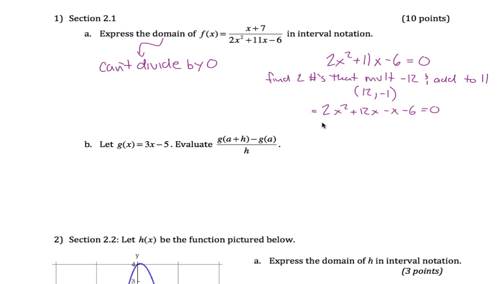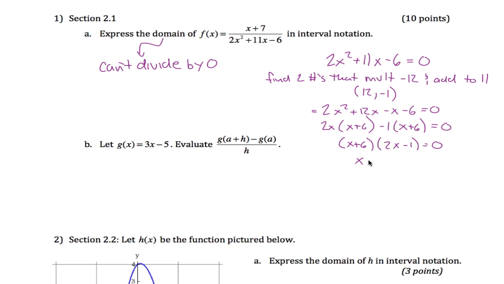Look at the first two terms. Greatest common factor is a 2x. And we're left with x plus 6 from the first two terms. And we have to factor out something from the next two terms so that we're left with x plus 6. That something is a negative 1. And now we can look at these two terms and from each of them factor out an x plus 6. And we get to here.